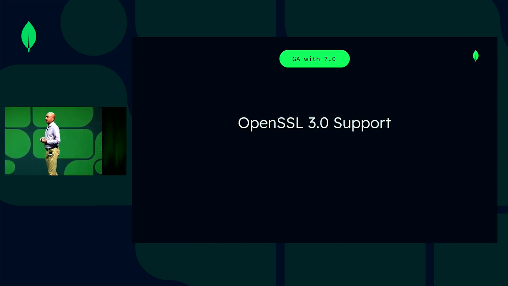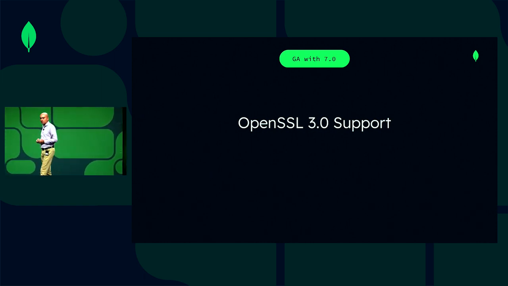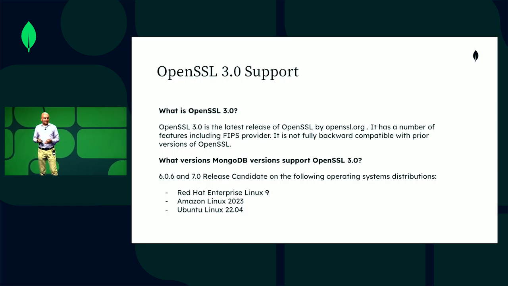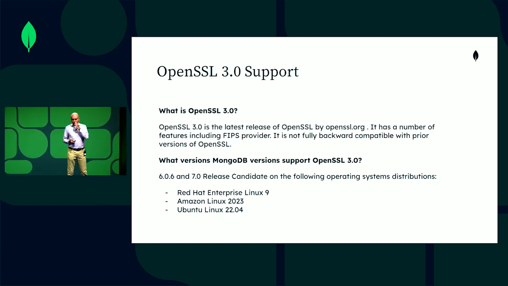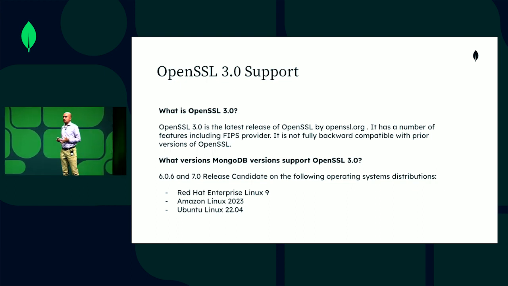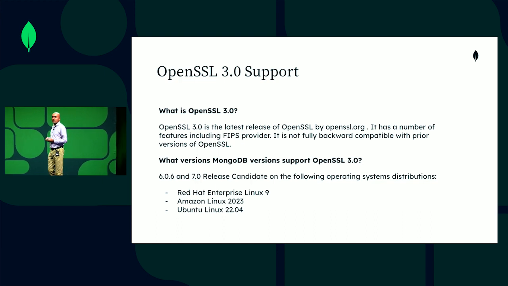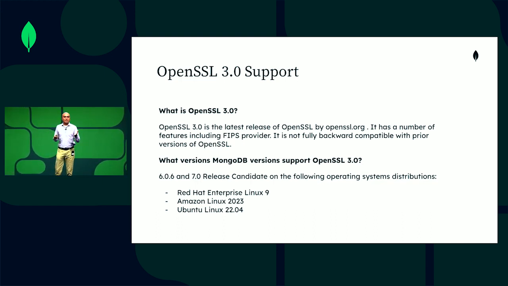Next feature in the encryption space is the OpenSSL 3.0 support. OpenSSL 3.0 is the latest release of OpenSSL by OpenSSL.org. It has a number of security enhancements, including a standalone FIPS, or Federal Information Processing Standard Provider. FIPS is very important if you work with the US government.